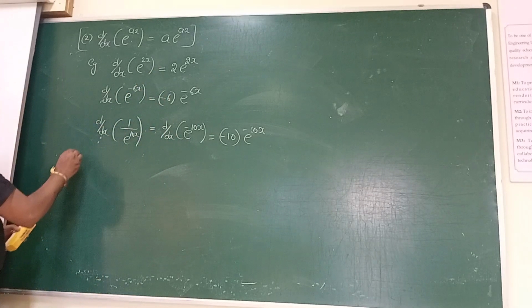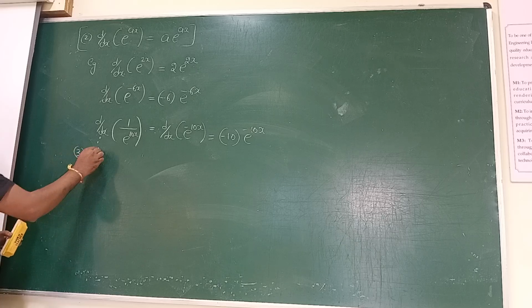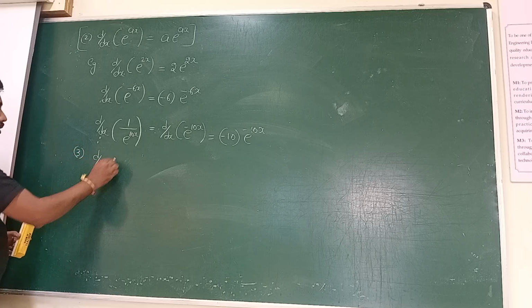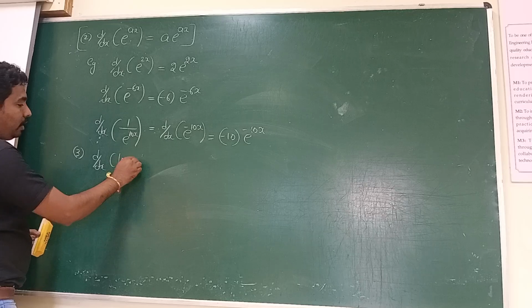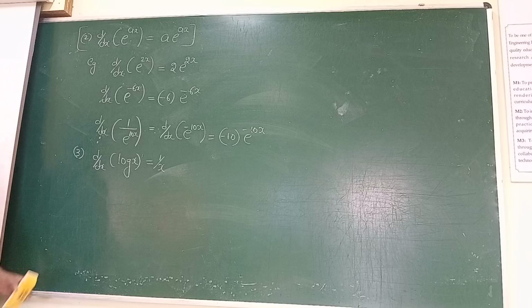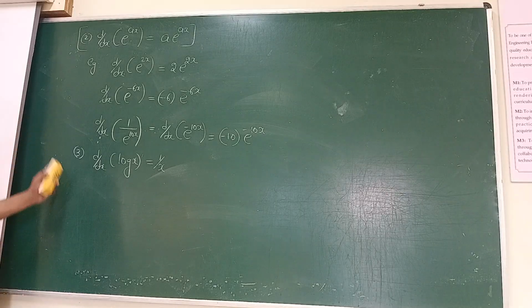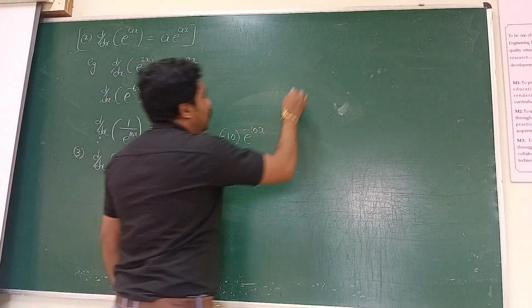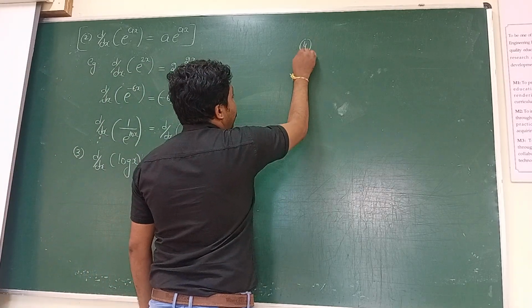Okay. Now the third one is the logarithmic function, that is, differentiation of log x. It is a direct answer. Log x differentiation is what? 1 by x. Polynomial over, exponential over, logarithmic over. Then we will come to discuss trigonometric terms.